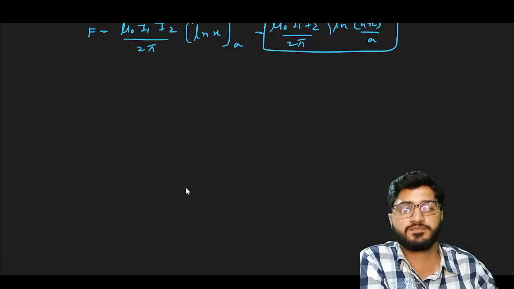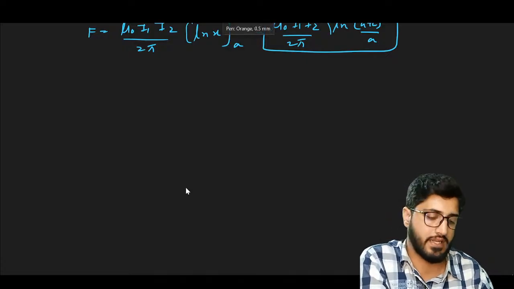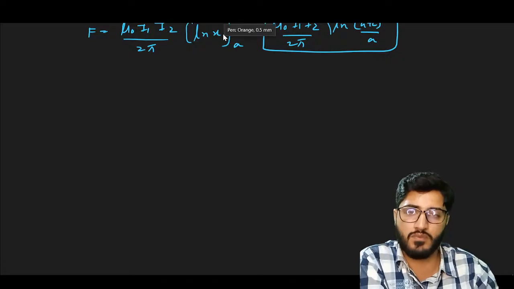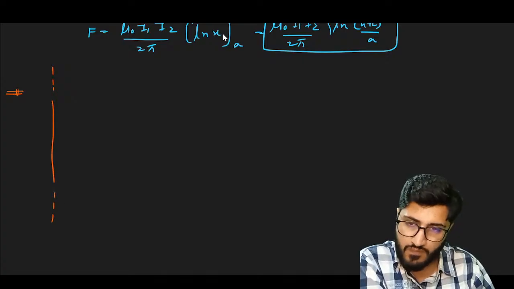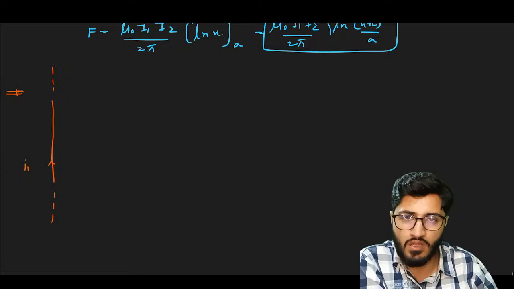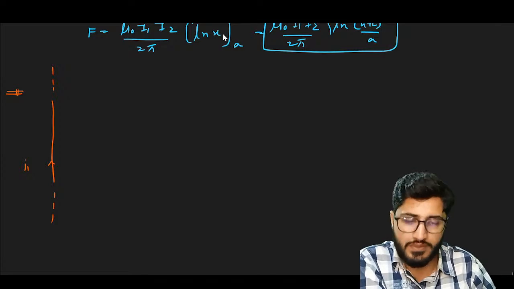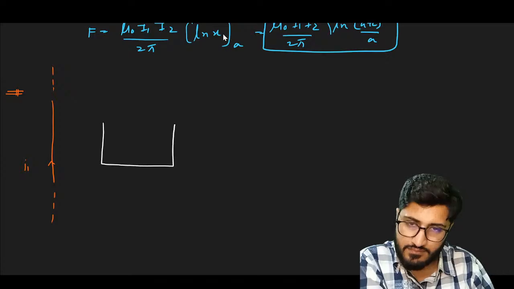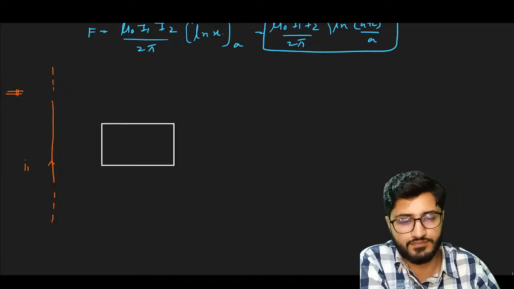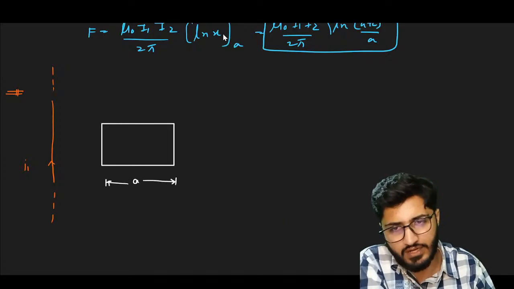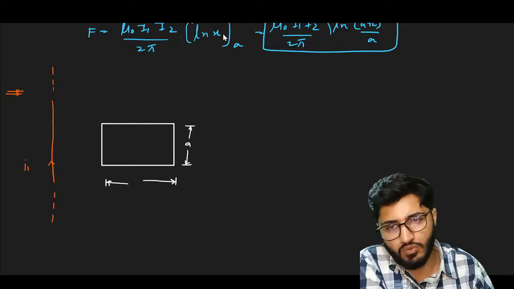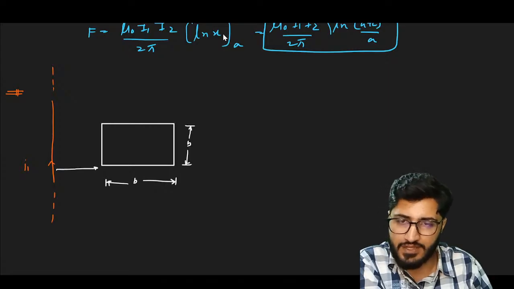Okay, let's do one numerical. Current I1 is flowing. Here we are having a loop. This side is A, this one is also A, or you can write B and B, no issue. And this length is A.